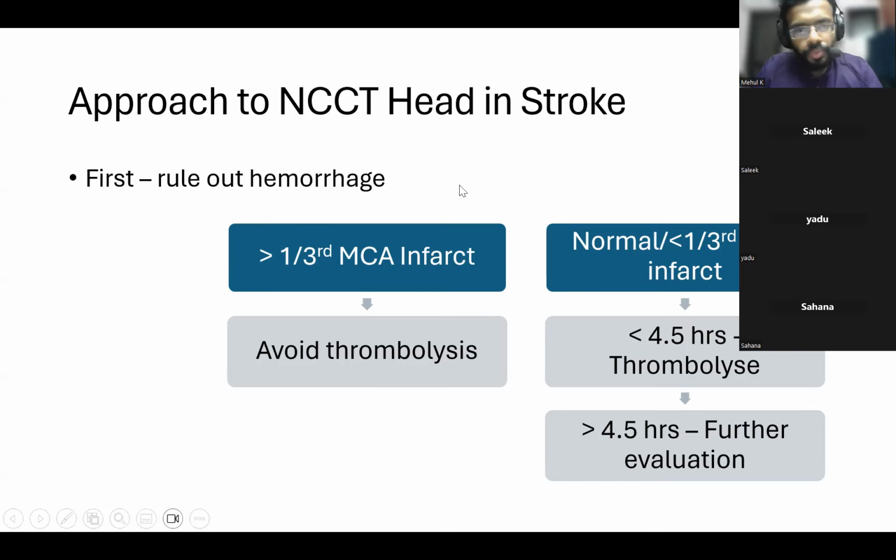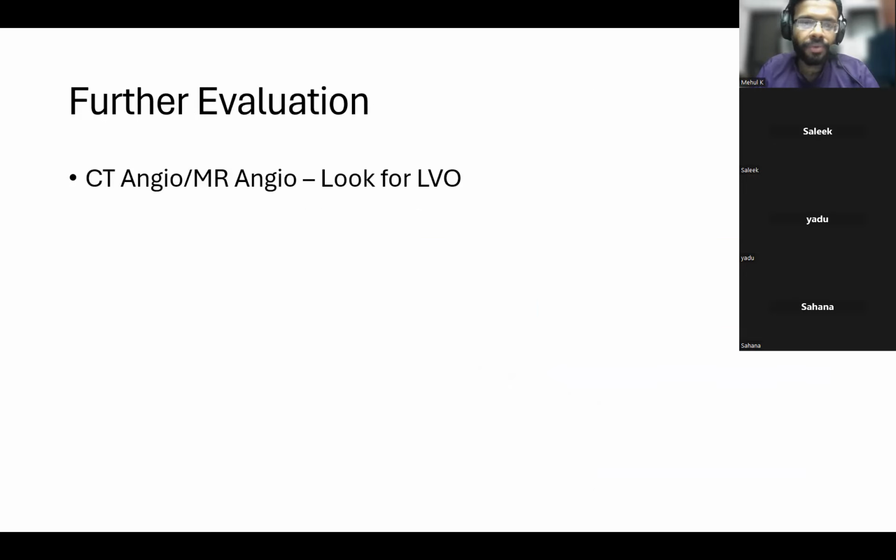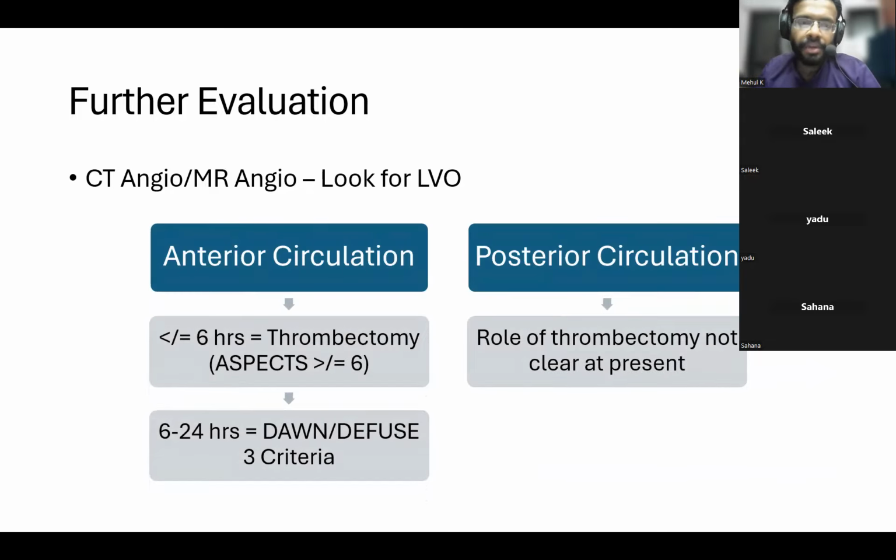So if you have a normal CT or you have an MCA infarct, but it's less than that, then you look for timing. If it's less than 4.5 hours, you thrombolyze. If it's more than 4.5 hours, then we try to go for further evaluation. Further evaluation means we have to start looking for large vessel occlusions. Large vessel occlusions can be seen with your CT angio or MR angio. Generally, we are going to go for CT angio. That's going to be more easily available.